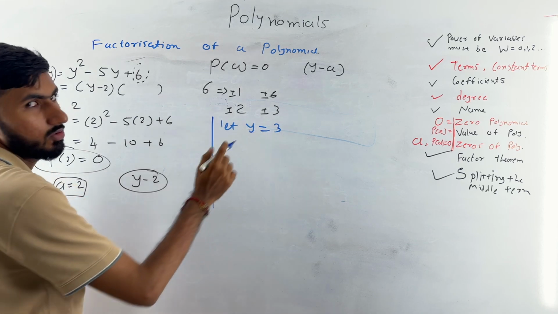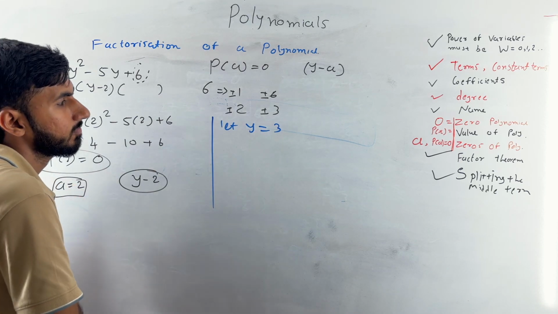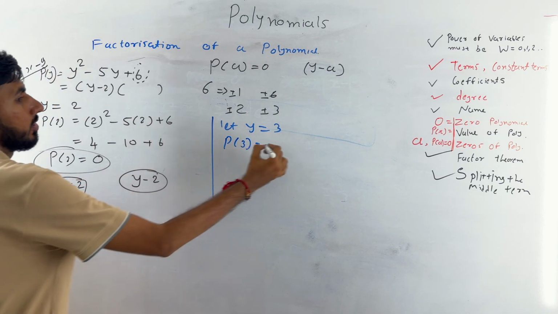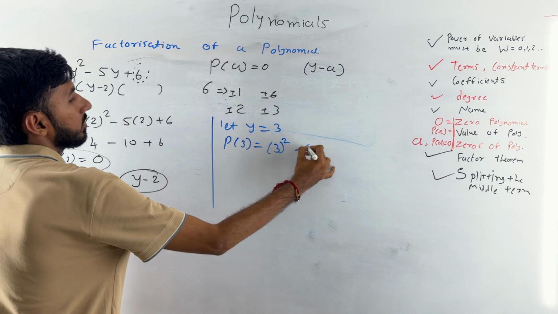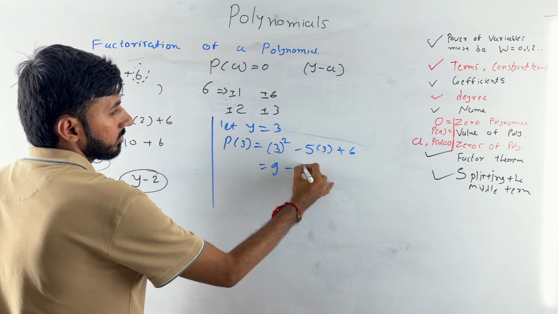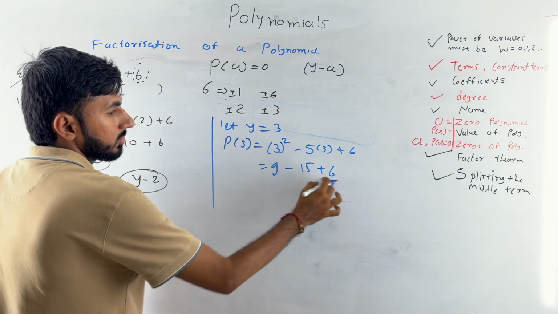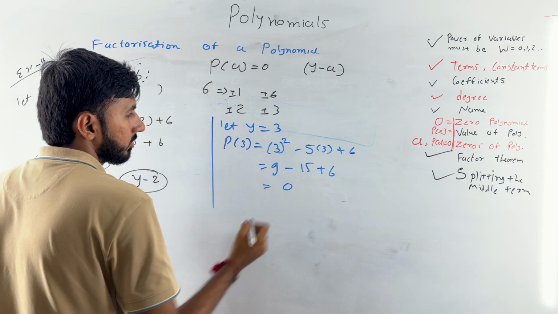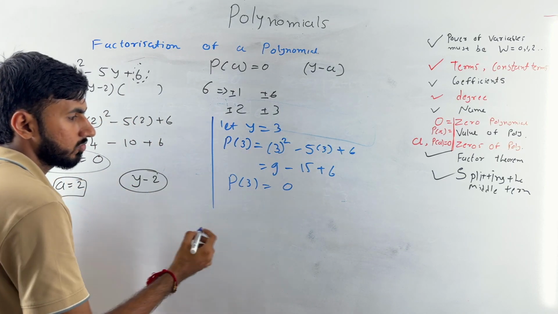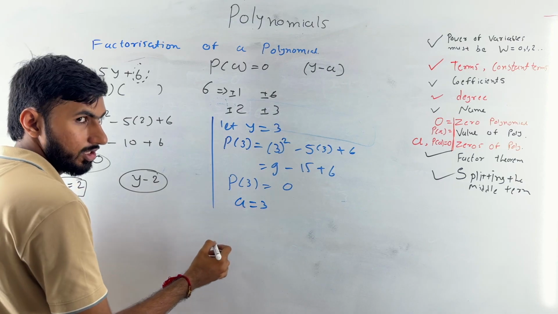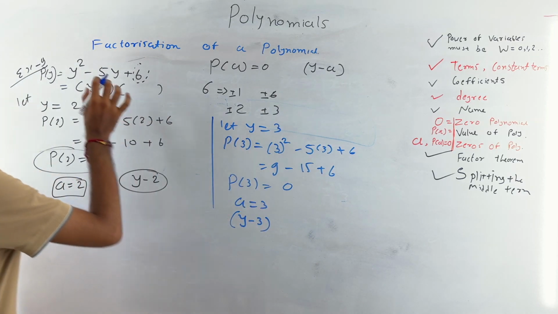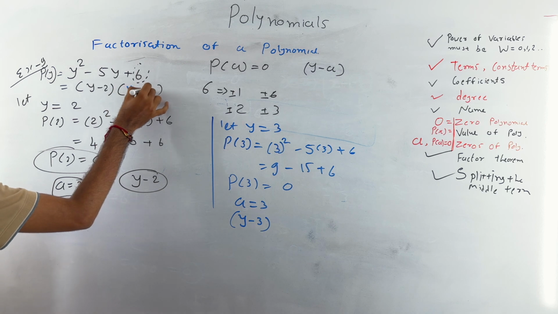Now let us take y equal to 3. So if I take y equal to 3, my p of 3 is equal to 3 square minus 5 times 3 plus 6. So my answer will be 9 minus 15 plus 6. 9 plus 6 is equal to 15. So 15 minus 15 is equal to 0. So I get another a such that p of 3 is equal to 0. Here I have a equal to 3. So I can write y minus 3 is a factor of this polynomial by factor theorem.